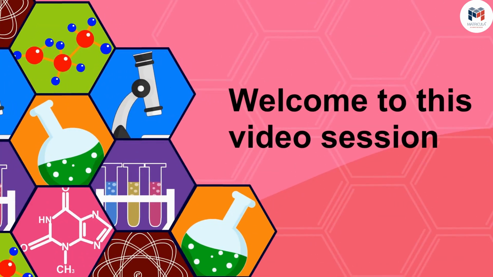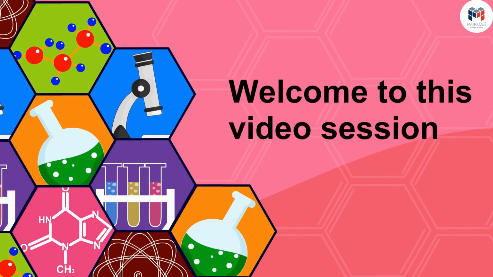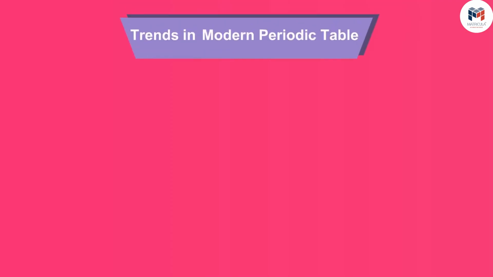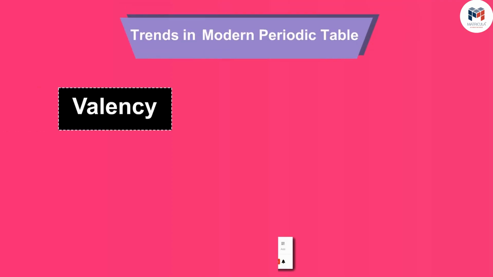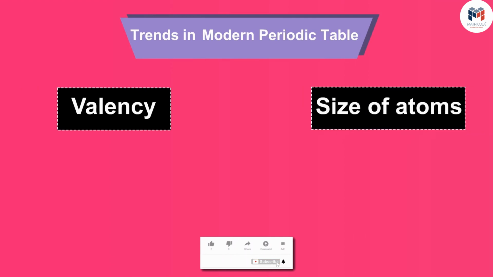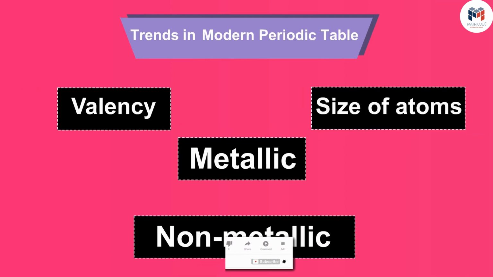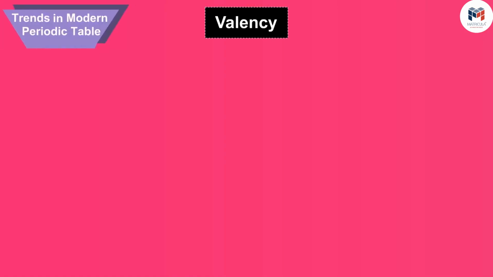The topic that we are going to cover in this session is trends in modern periodic table. We will discuss various trends about valency, size of atoms and metallic, non-metallic properties one by one across the period and down the group. Let us first begin with the trend of valency.